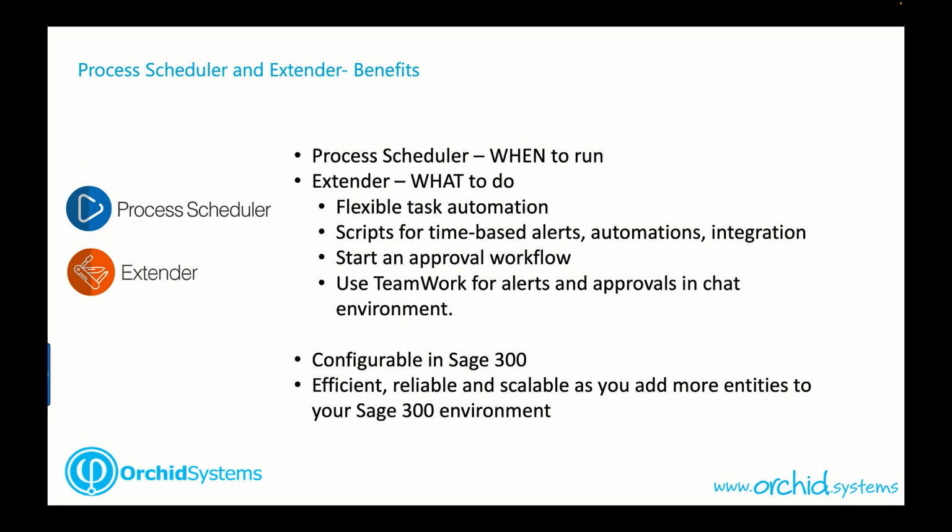Similarly, with Process Scheduler and Extender, Process Scheduler works out when to run processes and alerts, and Extender determines what to do. Flexible task automation, scripts for time-based alerts, automation and supporting integration with other systems, starting an approval workflow, using Teamwork for alerts and approval in a chat environment. Again, all this is configurable and saved in Sage 300, so good for audit and security purposes. And it is efficient and reliable and scalable as you add more entities to your Sage 300 environment.